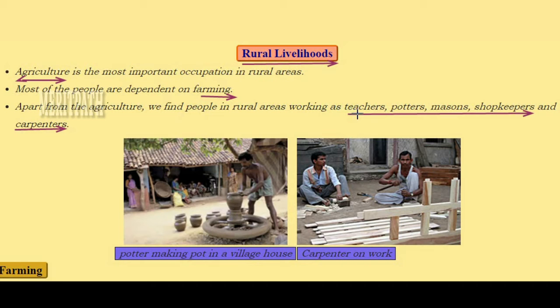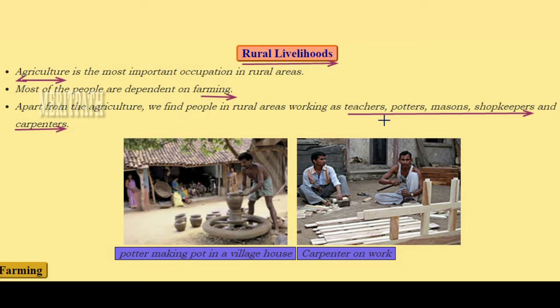Apart from agriculture, people in the rural areas also work in some other professions. For example, they are involved in teaching, pottery. As shown in this image, we know that pots are made from clay soil, right? So people of the villages make pots from the clay. These pots can be used for storing water. And people are also involved in machining, shopkeeping, that is selling groceries, and carpenter works. Carpenter works means making furniture from wood.